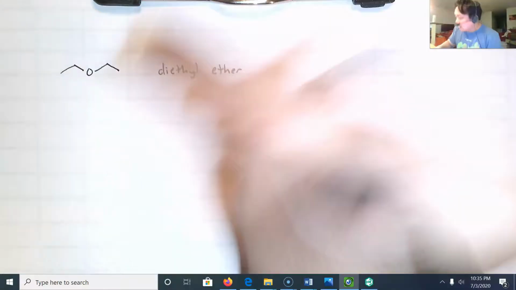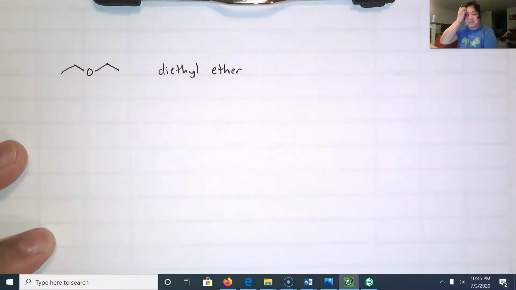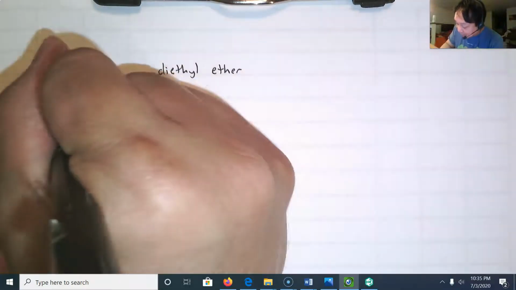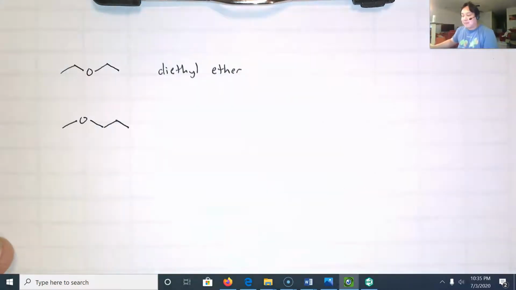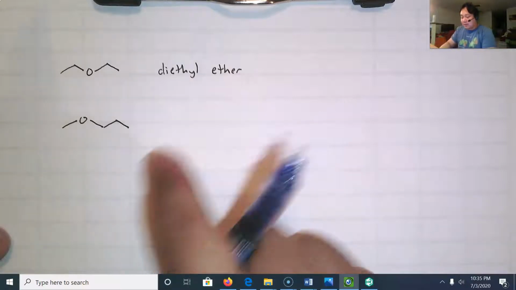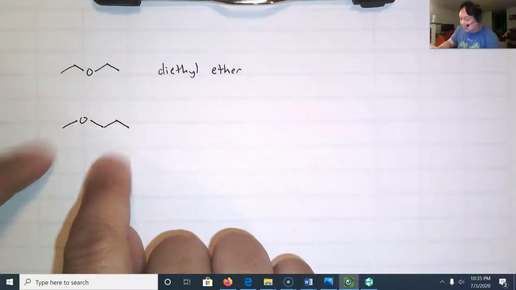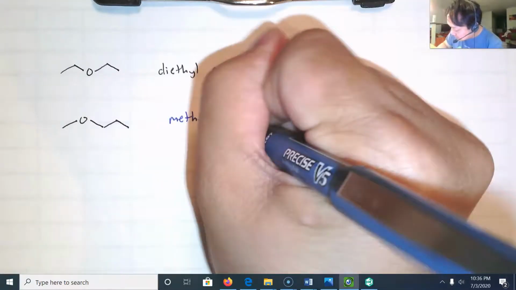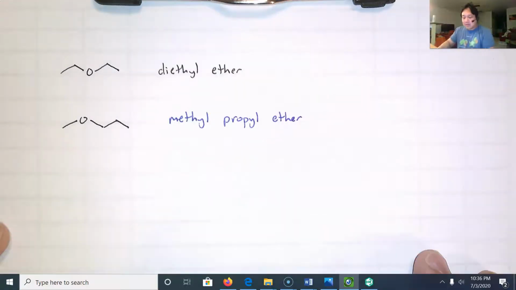I wanted to go over another common name. What if the two R groups are different? Let's say we have a methyl and a propyl. You're going to alphabetize them and put spaces between the substituents and the word ether. We have a methyl and a propyl, M before P. This is going to be methyl propyl ether. Common name.